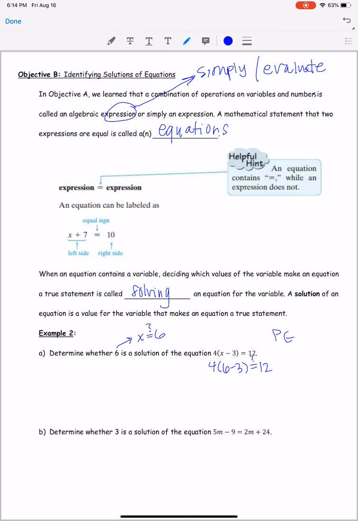We've got please excuse my dear Aunt Sally. That tells me parentheses first. So in the parentheses, we've got 6 minus 3. That's 3. Bring down everything else. Bring down your 4, your equals, your 12. Now the only operation we have left is 4 times 3, which is 12. So you've got 12 equals 12. Is that a true statement? Yes, it is. So determine whether 6 is a solution. It is a solution. So we will write, yes, 6 is a solution.